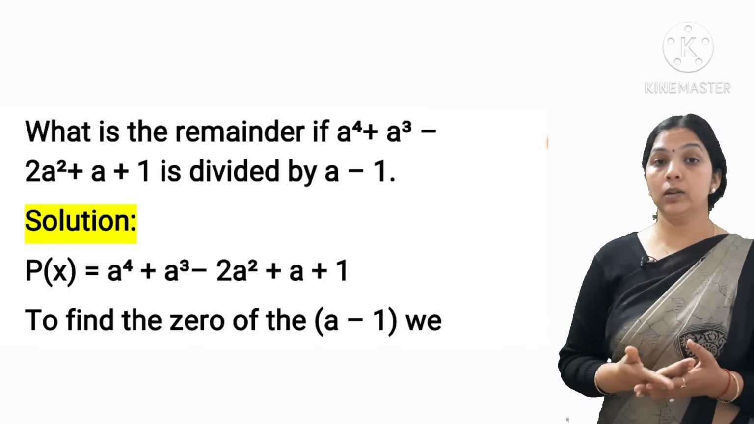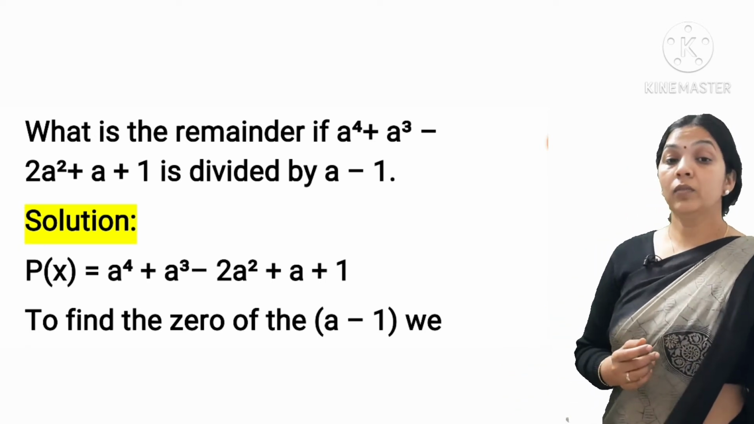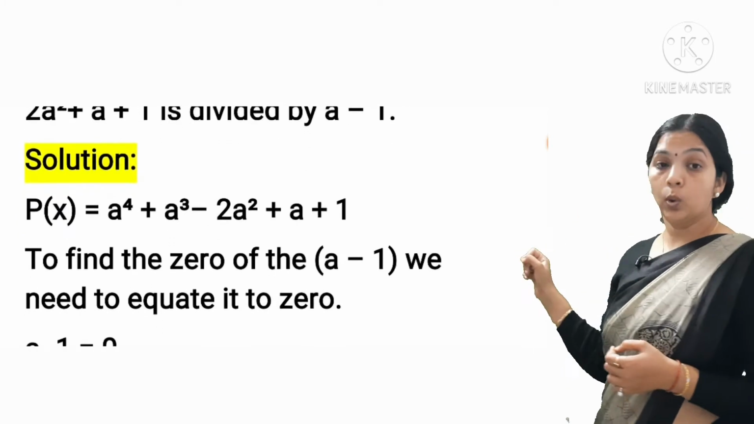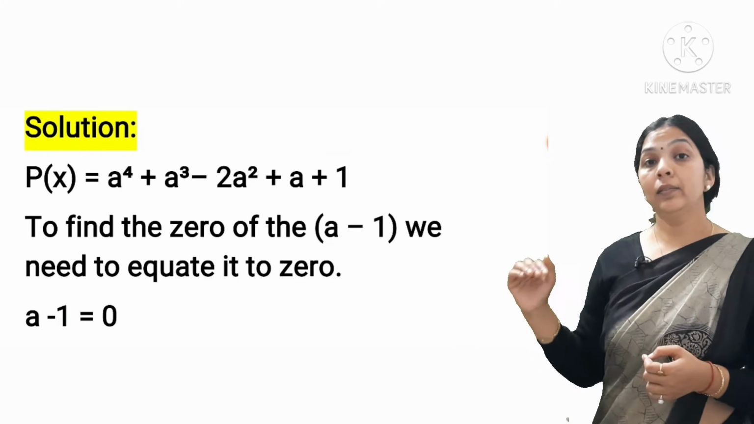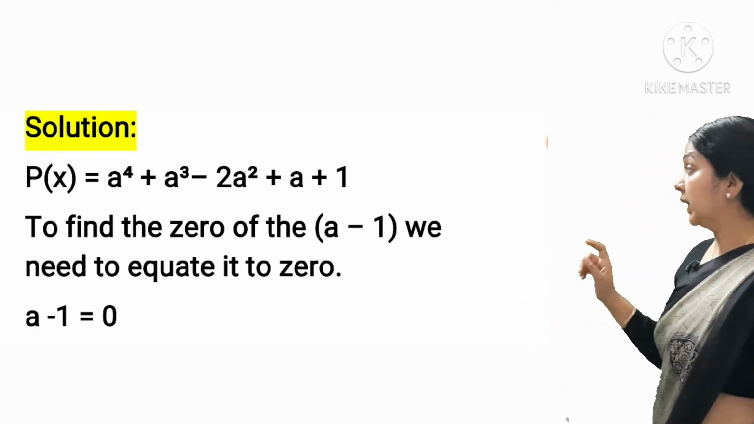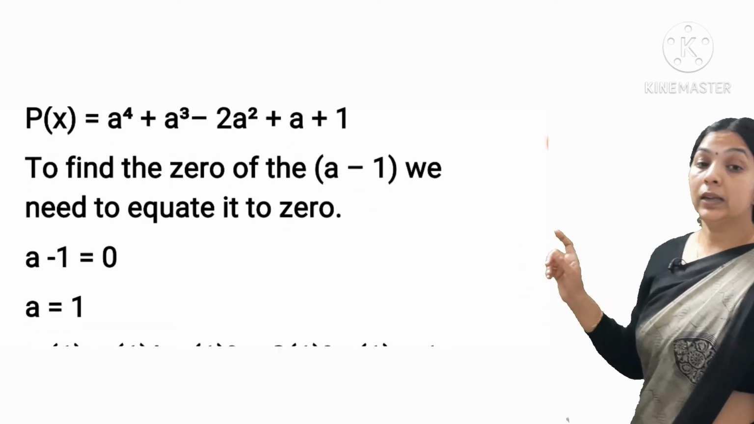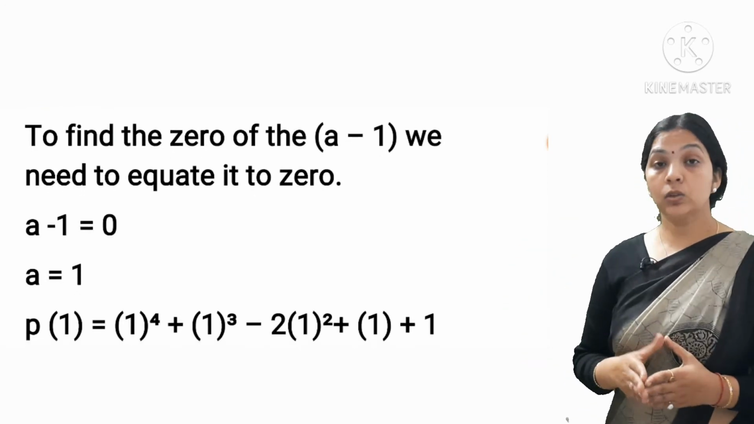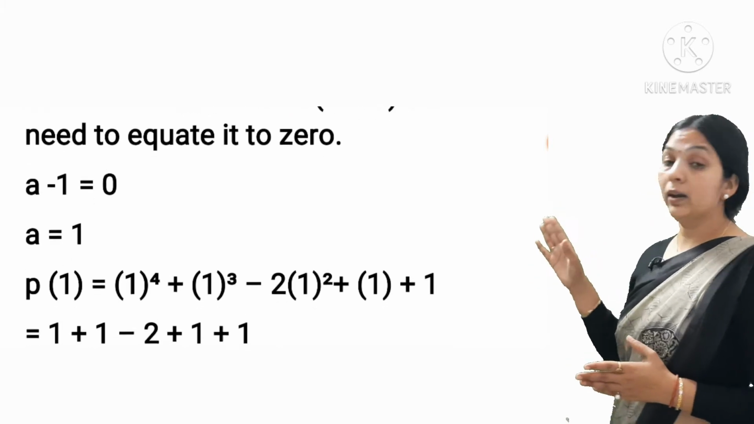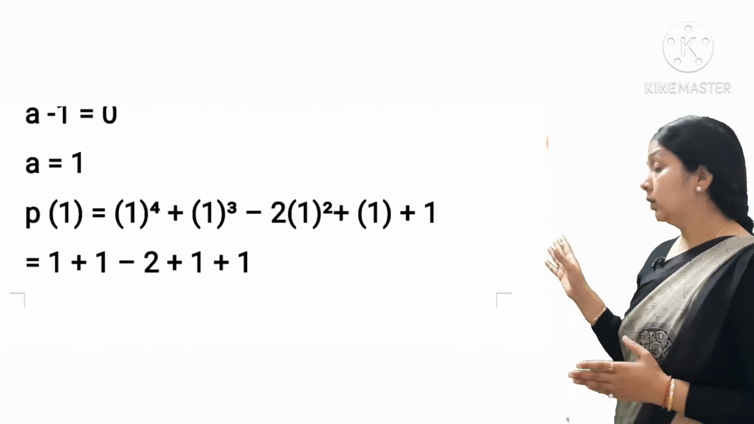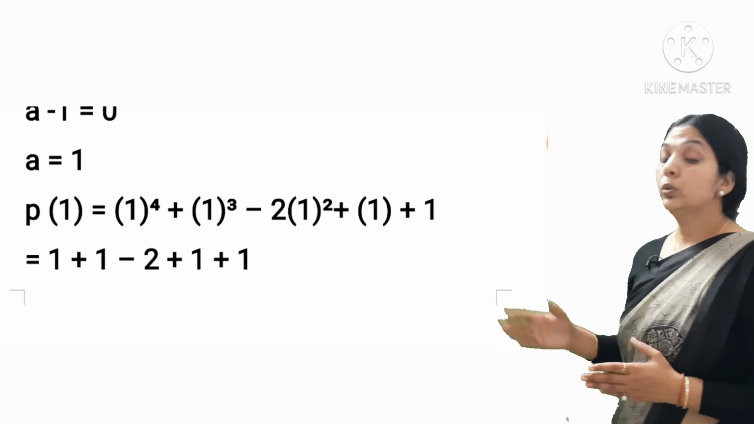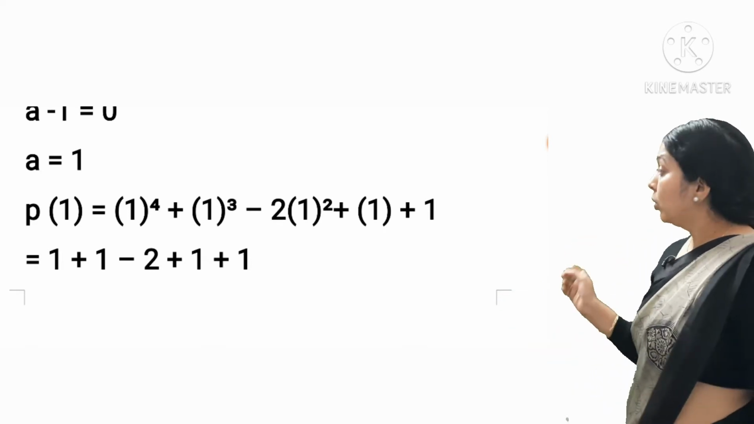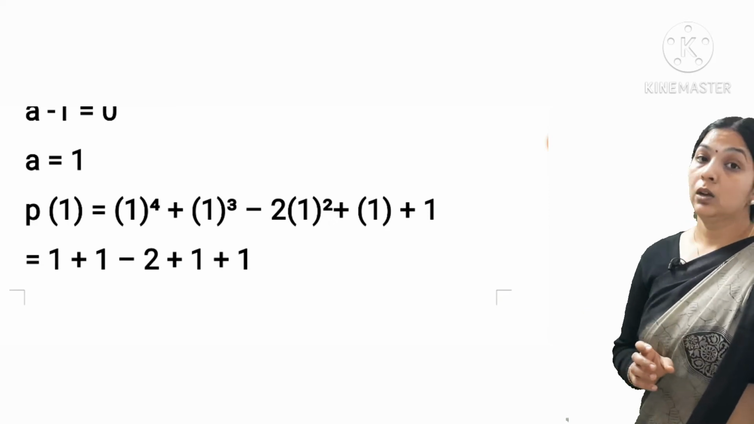And by using the remainder theorem, how are we going to do this? We will simply place a equal to 1 in the polynomial and find the solution. When we place a equal to 1, it becomes a raised to the power 4 plus a cube minus 2a square plus 1 plus 1. So when we solve, we get 2. So by using the remainder theorem, we can easily say that 2 will be the remainder of this question.